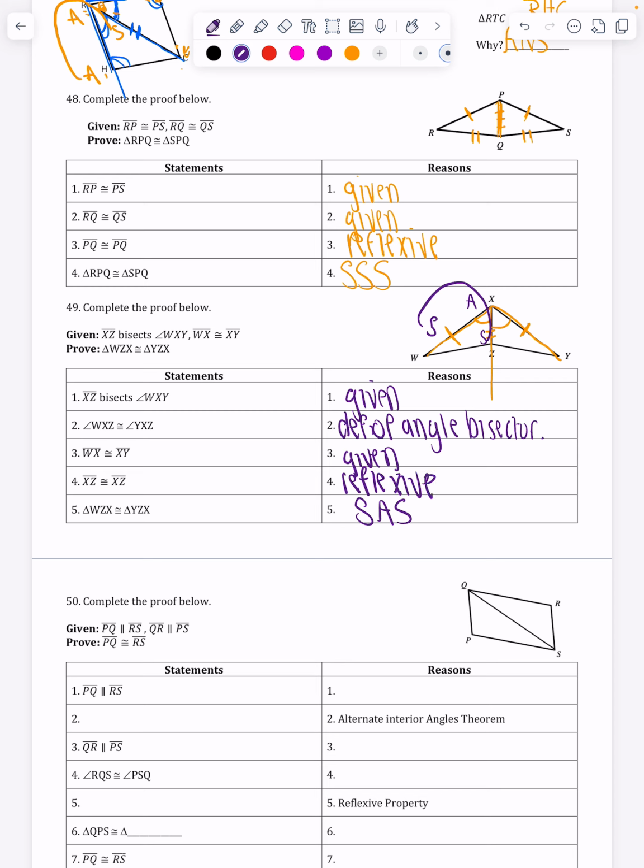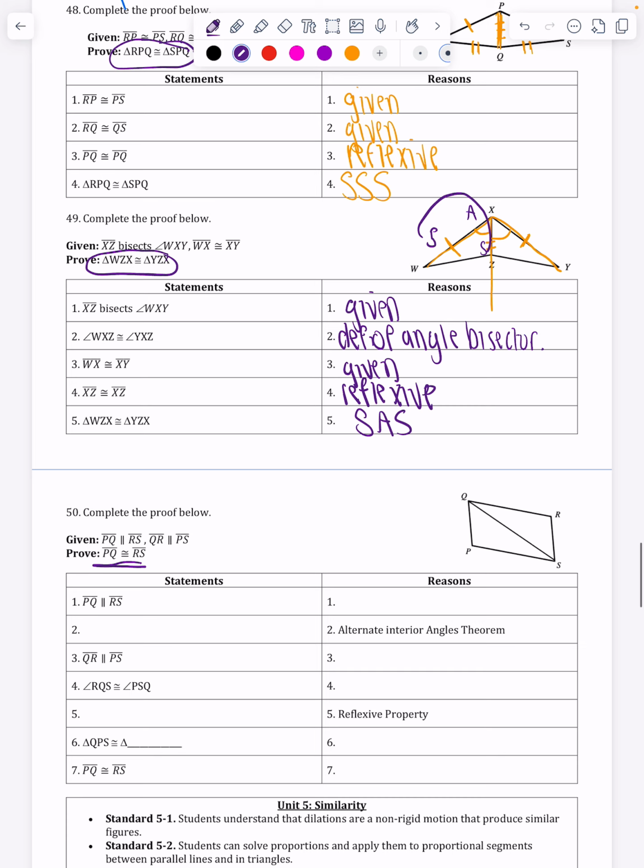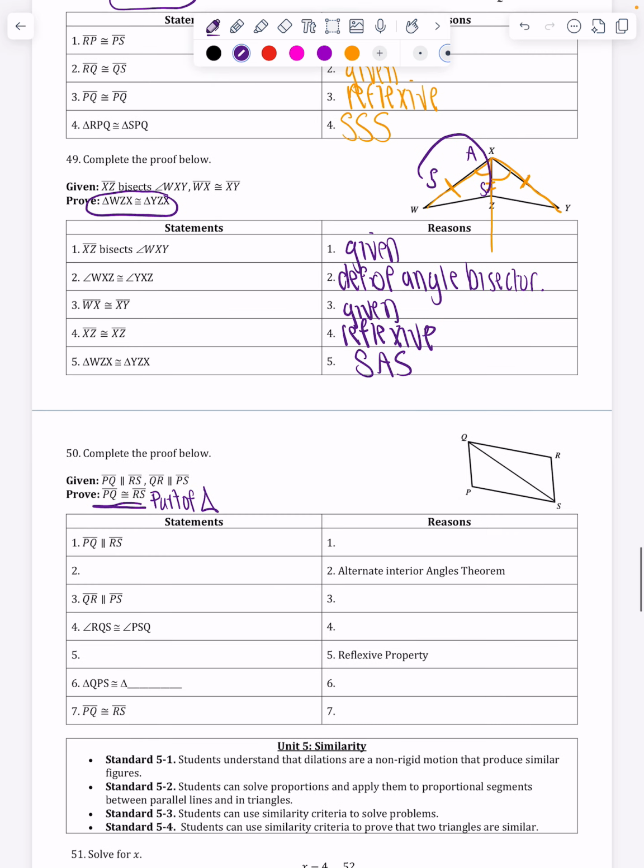Okay, so notice what's different in proof number 50 compared to 49 and 48. This is asking to prove a part is congruent, so this is a part of a triangle. Which means down here, I'm going to be using CPCTC. And somewhere right up here is where I'm going to say they're congruent by angle, angle, side, or side, angle, side.